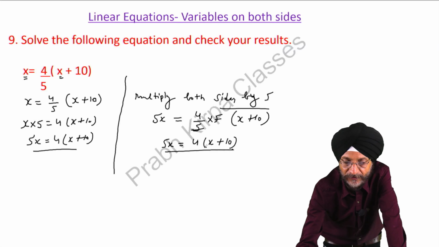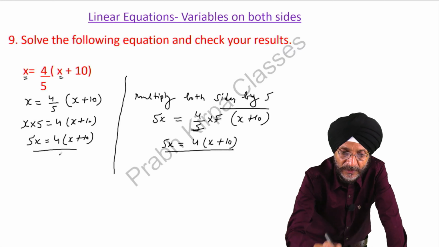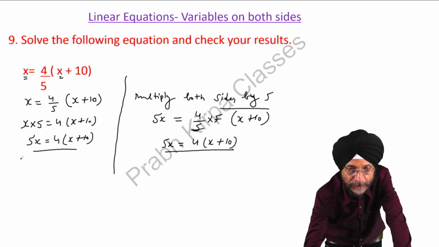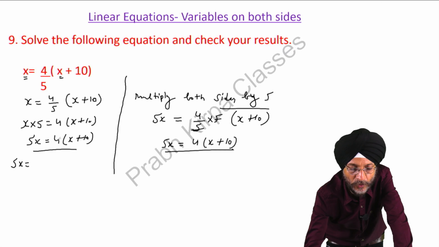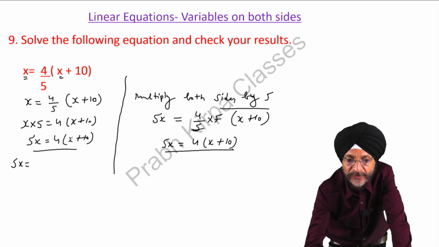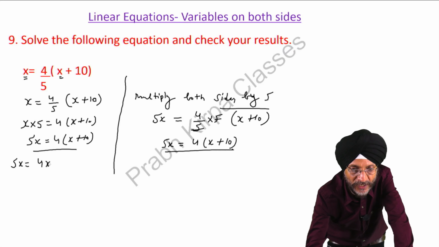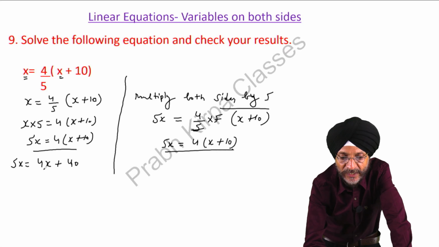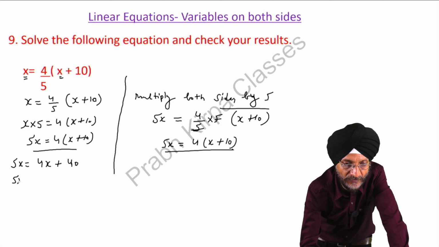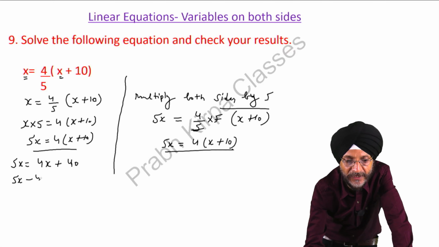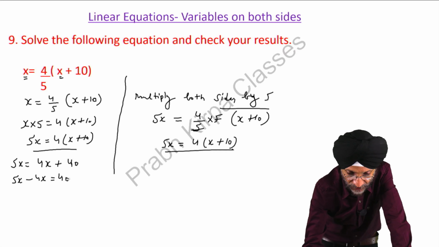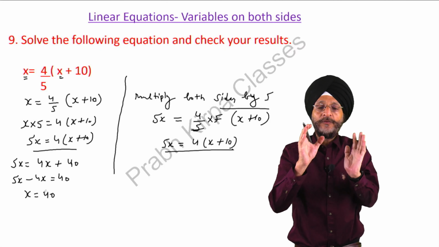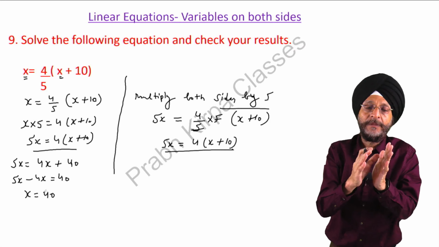So here we have found the value of 5x. We will go a step further because we have to find out the value of x and not 5x. So 5x is equal to, here we will break the bracket. It will be solved as 4x plus 4 into 10, 40. So now we will take this variable to the other side. 5x, here it is in plus, it will become negative, is equal to 40. So x is equal to 40. So far we have arrived only at the value of the variable, that is x.